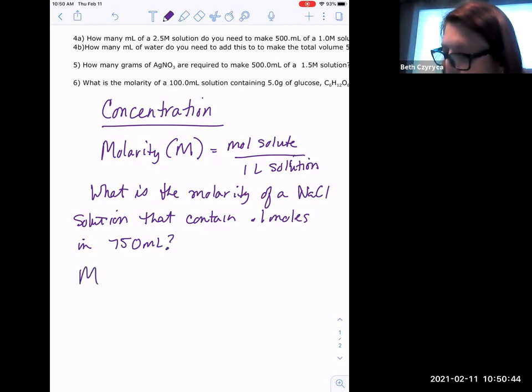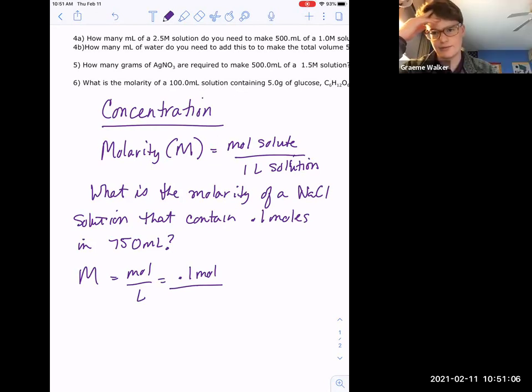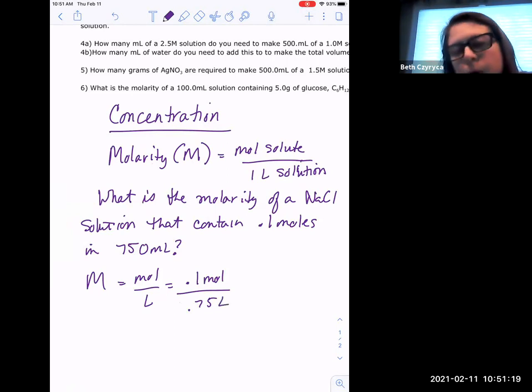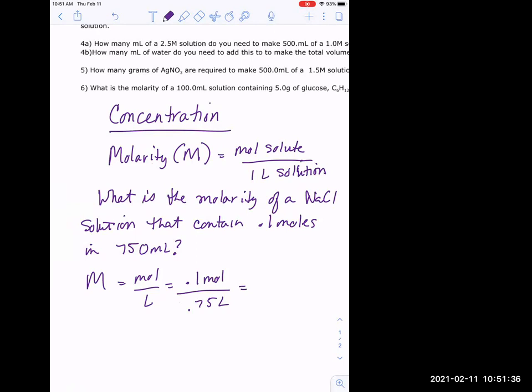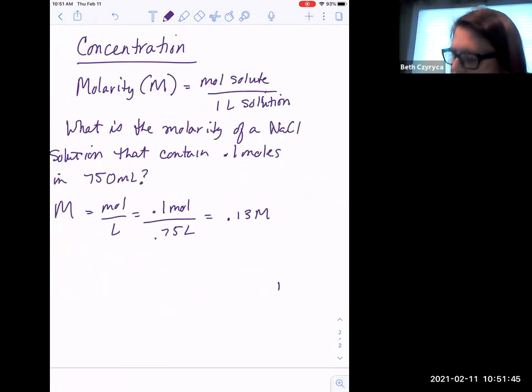All right, so here's our equation. M equals moles over liters, or moles per liter. So we fill in the moles, 0.1 moles, and then we fill in the liters. How many liters? 0.75. Yes. 3/4. So we just had to convert the milliliters to liters. And then we put that in the calculator. 0.13. Yep. And then we put a big M after it, to show that it's a molarity. And then we would put the substance.